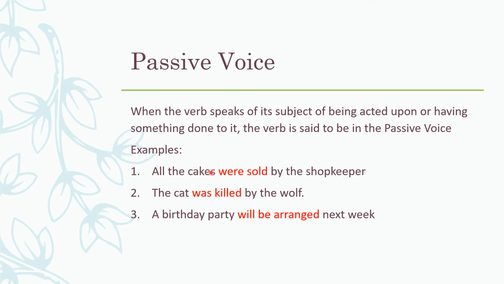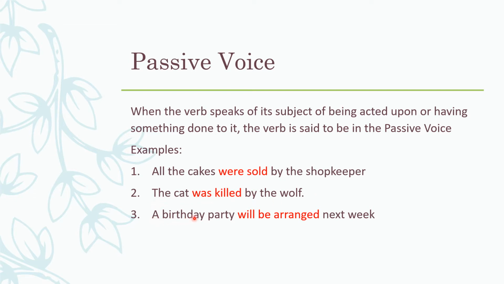The cakes were sold. So therefore, this verb is in the passive voice, or this sentence is in the passive voice. The cat was killed by the wolf. Here, was killed is highlighted. This verb speaks of its subject as having something done to it. So the cat, something was done to the cat. It was killed. So was killed, the verb is in the passive voice, or this sentence is in the passive voice.